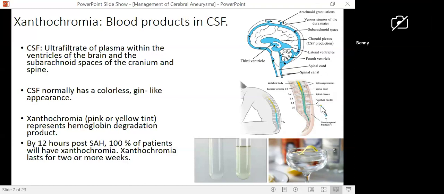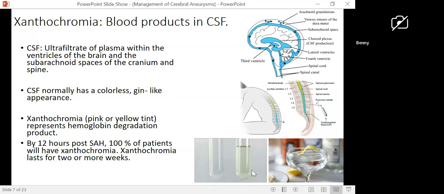And we pull out some spinal fluid, which should classically have a very clear, gin-like appearance. That's the way you're taught in med school. It looks like gin, right? So I always tell med students, don't taste it, even though it looks like gin. And so what we do is we spin it down.